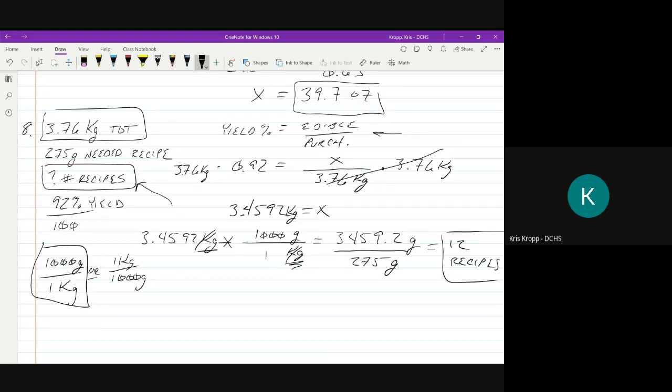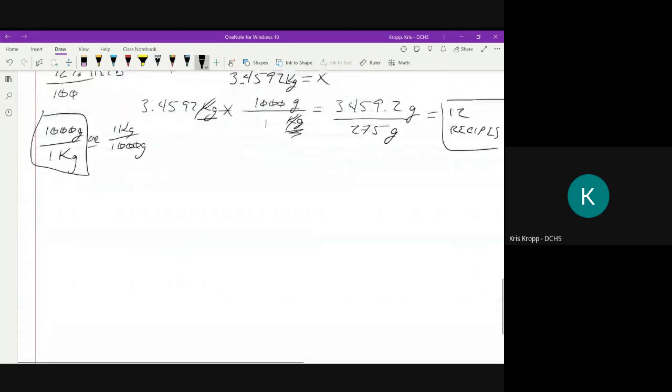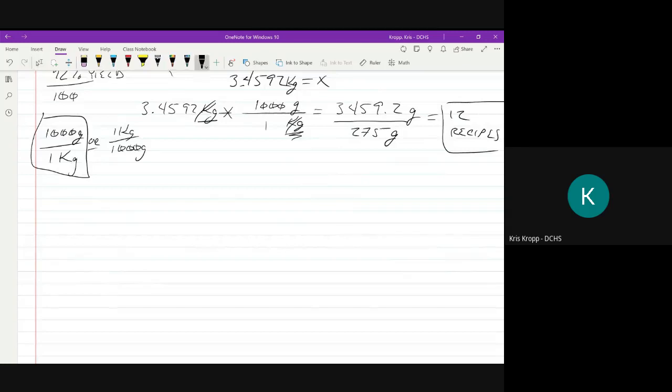So pay attention to what the question's asking you. If you were to give me a decimal answer on this problem, I would take off points because I can only make 12 recipes. Yep, I'm going to have some kiwi left over. No problem. I like kiwi. I can eat it. I can put it in Jell-O. I can do lots of stuff with it, but I can't make the other recipe.